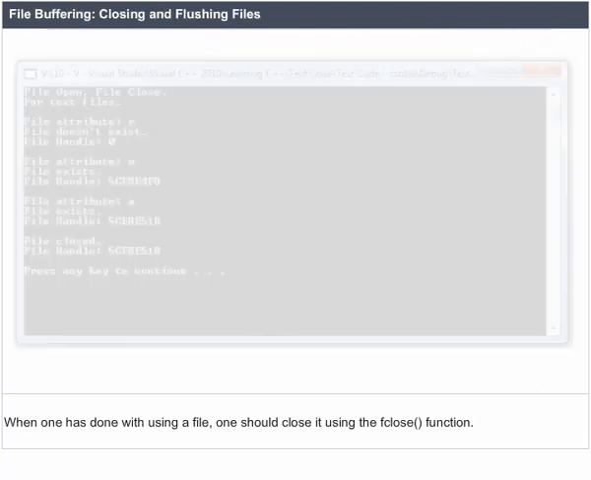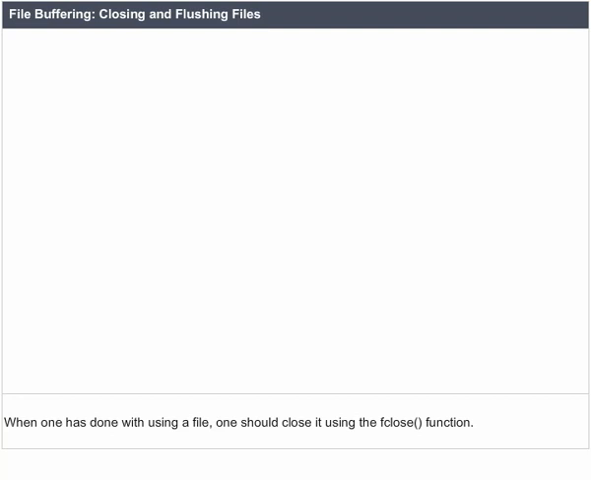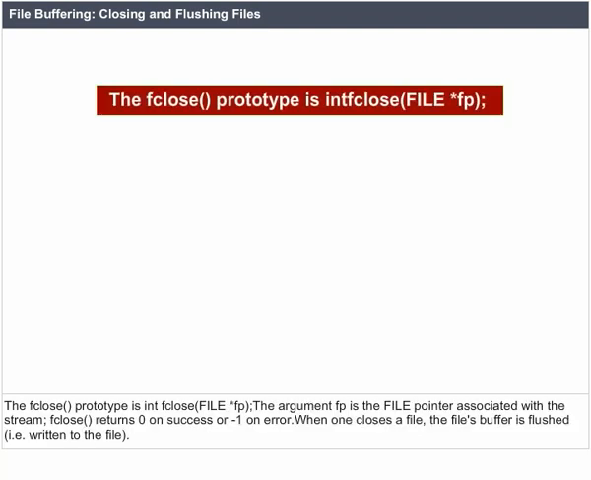File buffering, closing and flushing files. When one has done with using a file, one should close it using the fclose function. The fclose prototype is int fclose(FILE *fp); The argument fp is the file pointer associated with the stream. fclose returns 0 on success or -1 on error.